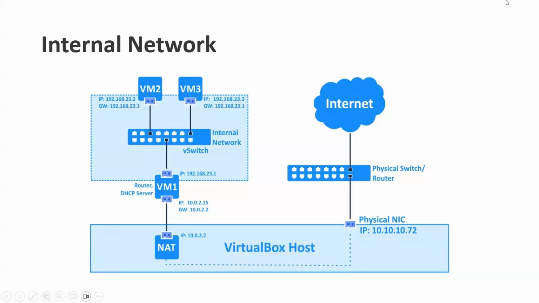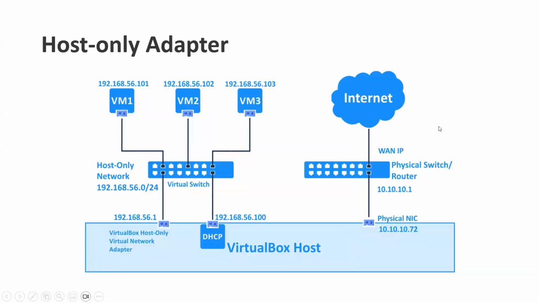And the last one is host only, similar to internal network, but that one is a custom connection. So here you see that you have also DHCP, in the range of 192.168.56.0. Then the VMs get the IP address from that DHCP that you set before. So 192.168.56.101 is the first one, 102 is the second one, and 103 is the third one.